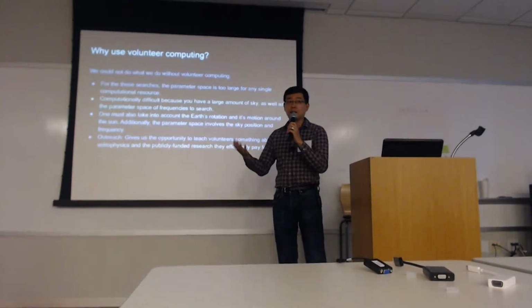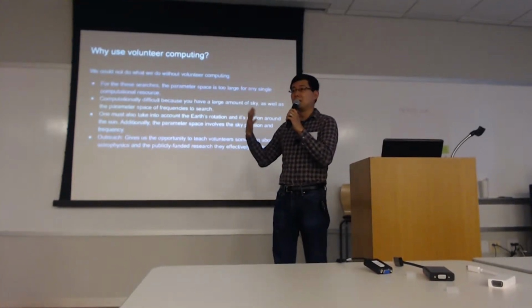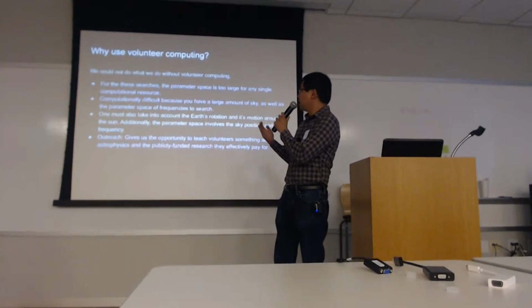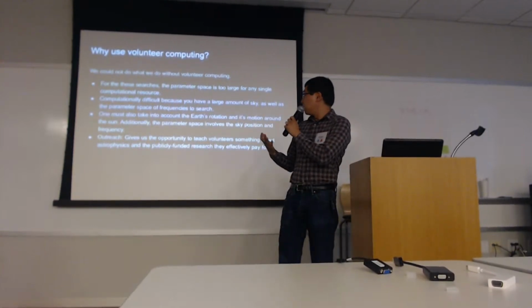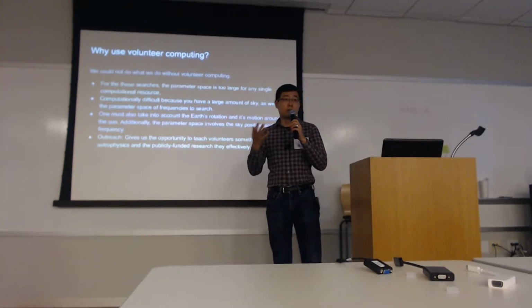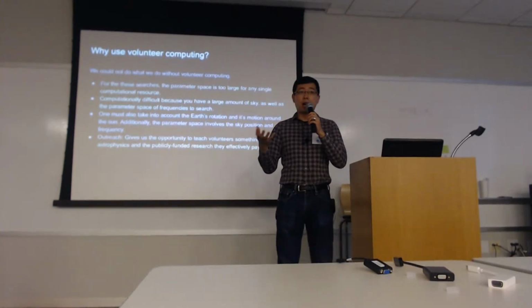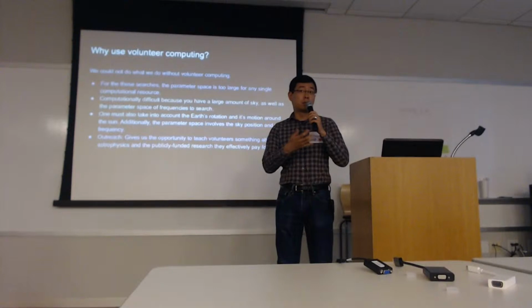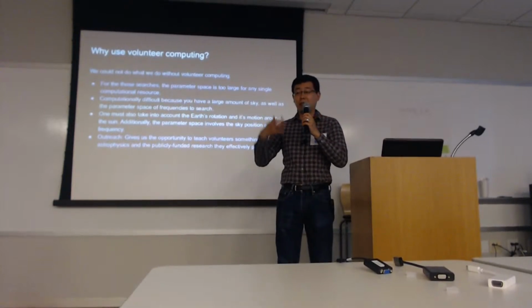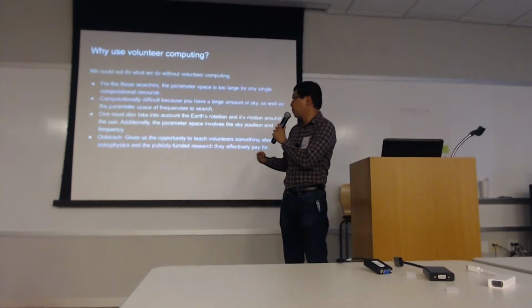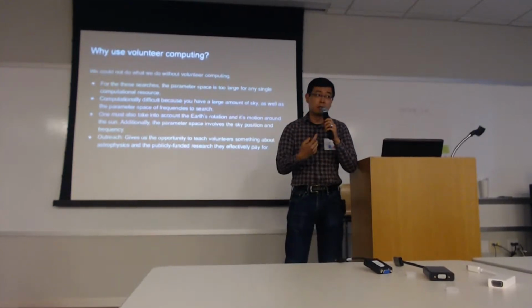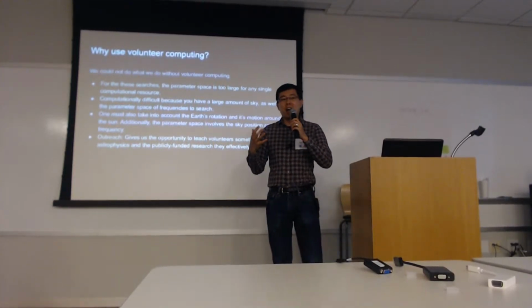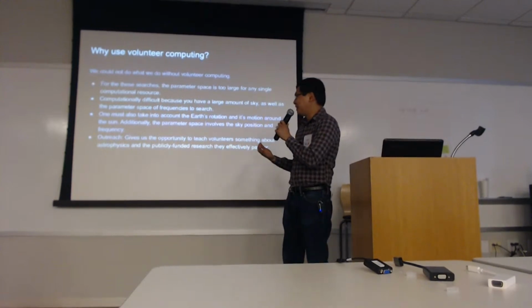So, onto the technology points. Why are we using volunteer computing? All these searches that I mentioned are very large in parameter space. They're very difficult because you basically have to search the whole sky. These spinning objects have multiple frequencies, so you have to search all frequency spaces. And coupled with that, you also have to take into account that the Earth is rotating and revolving around the sun. Suddenly, you have a very computationally difficult problem.